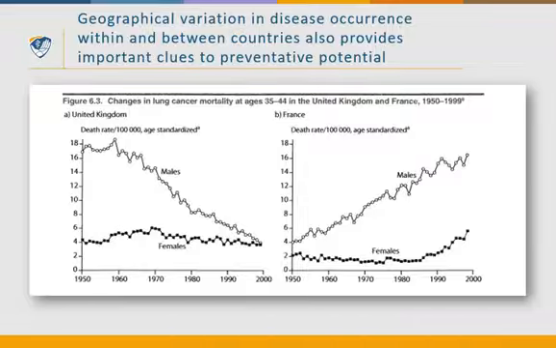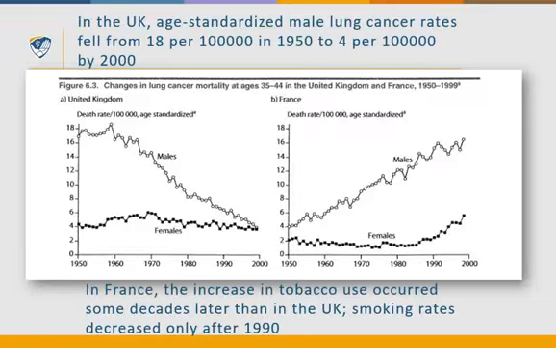So changes in lung cancer mortality in the United Kingdom and France. We see that males decreased in the United Kingdom, whereas males increased in France. And so what is potentially the cause of that or the result of that? Well, in France, there was an increase in tobacco use at the same time that there was a decrease occurring in males in the United Kingdom.